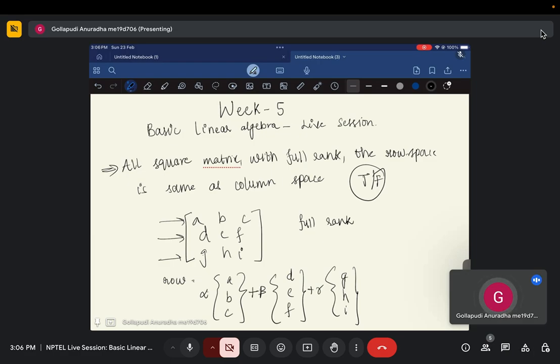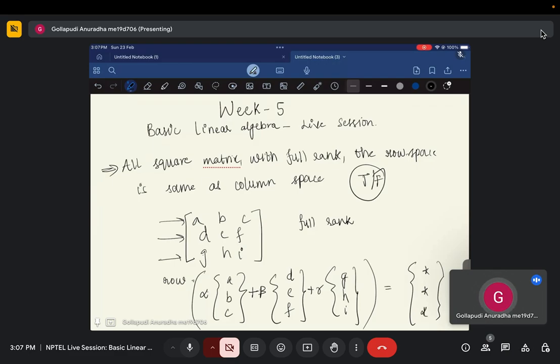Okay, so we have row vectors A, B, C, D, E, F, and G, H, I, and the row space is formed from the linear combinations of these row vectors. So this is the row space. If I'm able to find alpha, beta, gamma such that I get some elements which belong to the column space.